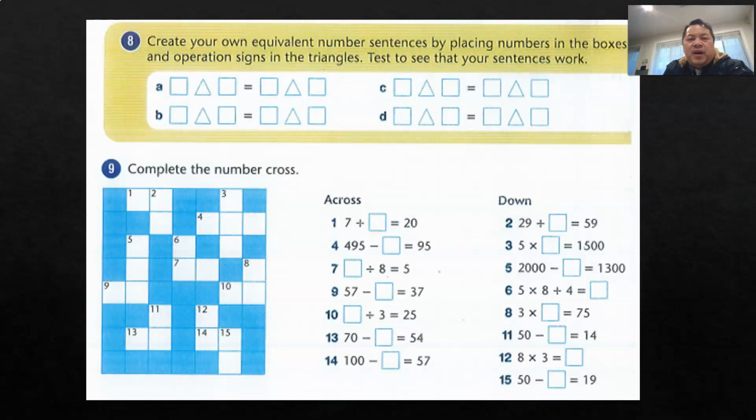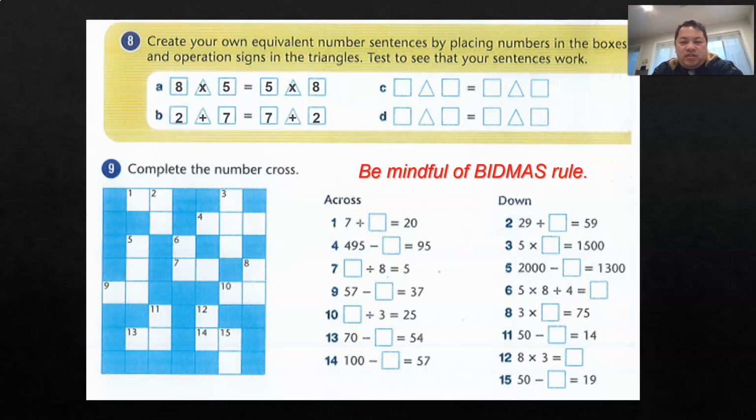And the next part is again creating your own equivalent number sentence by placing numbers in the boxes and an operational sign in the triangle. So I've given you 2 examples here. So make use of other examples to help you fill up the spaces. And next part here, just my word of caution will be you have to be mindful of BODMAS. Like for example, this case, do make use of the rule for BODMAS, and find out what are the missing answers and then put it into the number cross.